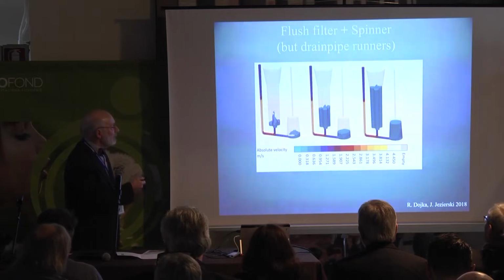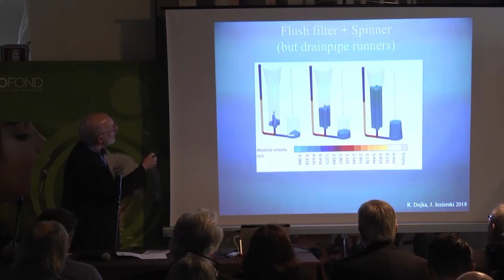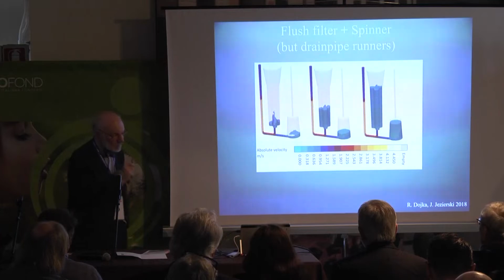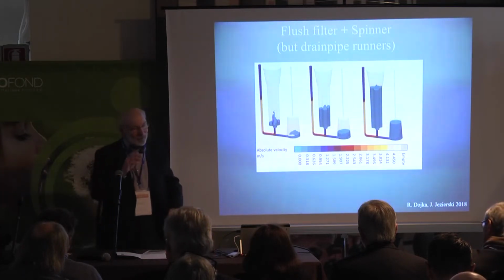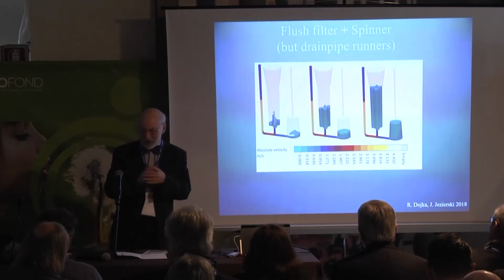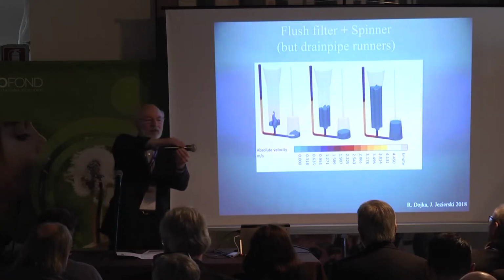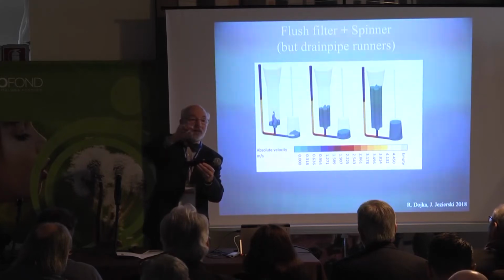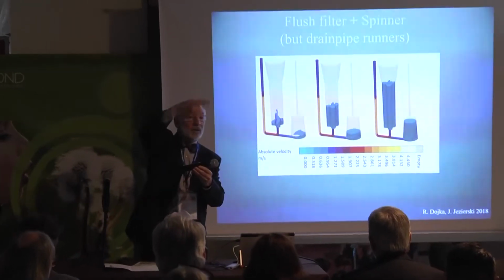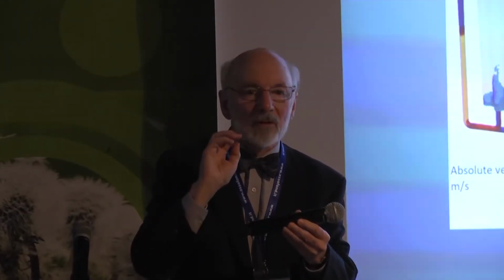Here is our first attempt to put in what I call a flush filter. I'll have to describe this in some detail later. But if this is my runner, normally we would put a gate on here, a filter, and then the casting. And that was completely the wrong way to do it.